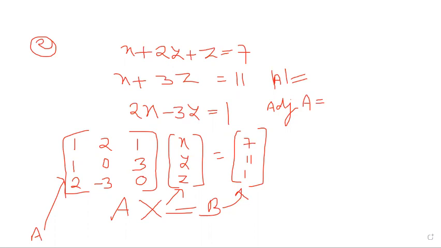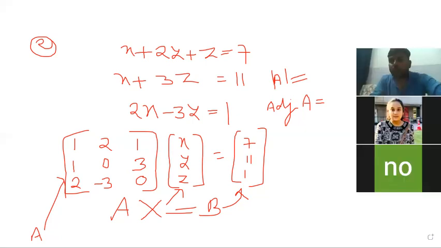Sir, first we have to find adjoint A, right? No, determinant A. Okay, determinant. If determinant A is 0, then you cannot find the value of x, y, and z. It means adjoint A is not possible and you cannot find A inverse. So you have to find out the determinant A.